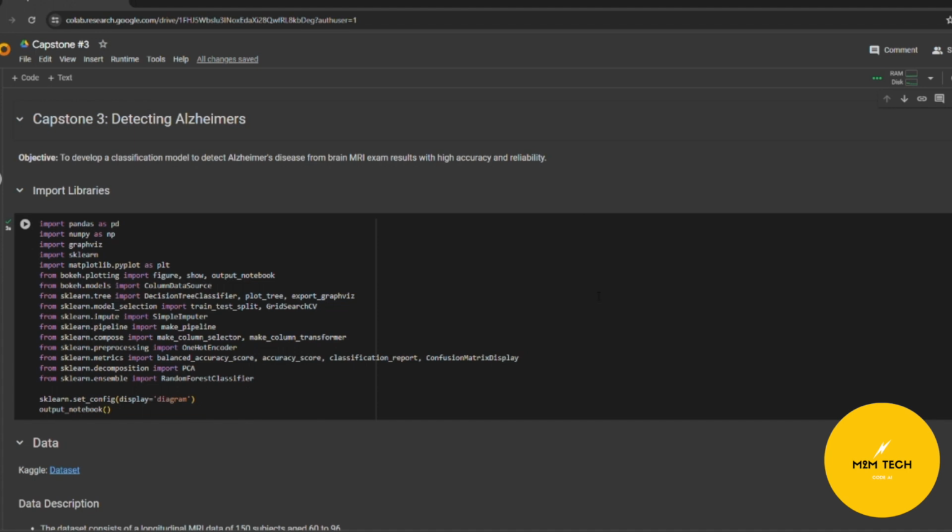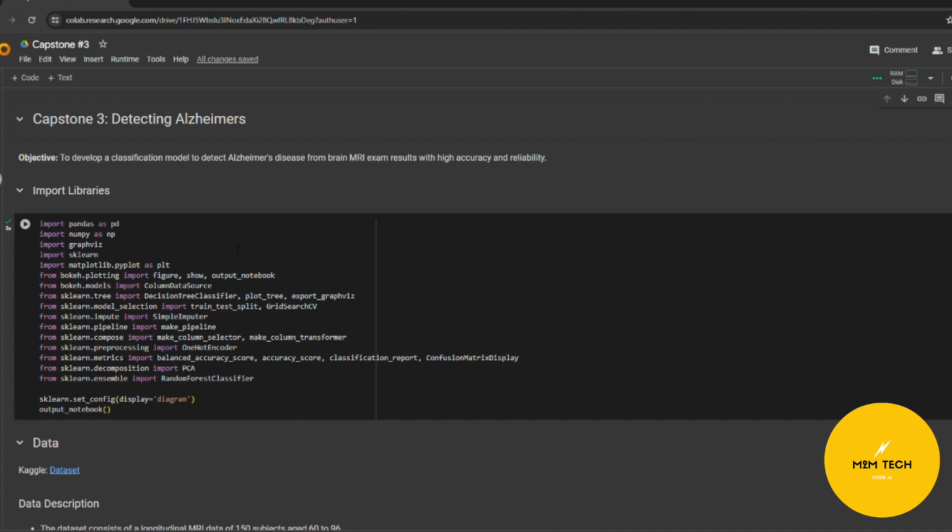Good day, everyone. This is my first capstone, and for this capstone, I'll be using the supervised learning algorithm decision tree in order to classify whether a patient, using their brain MRI exam results, has Alzheimer's disease or not.